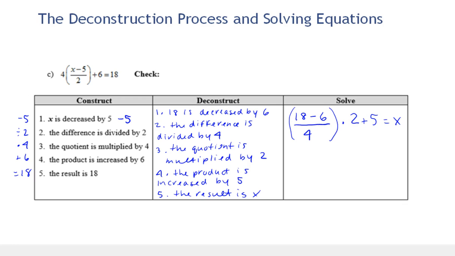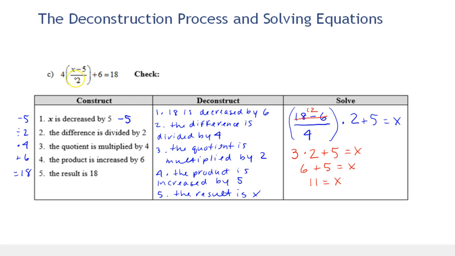So first, we perform the parentheses. I'm going to do this subtraction first, and I'm going to do it right in here. 18 minus 6 is 12, just to save a little bit of room. So that's our first step. Okay. Next step is this division. So 12 divided by 4 is 3. So now we have 3 times 2 plus 5 equals x. Next we need to multiply. 3 times 2 is 6 plus 5. And 6 plus 5 is 11. So our result is that the solution of this equation is 11.